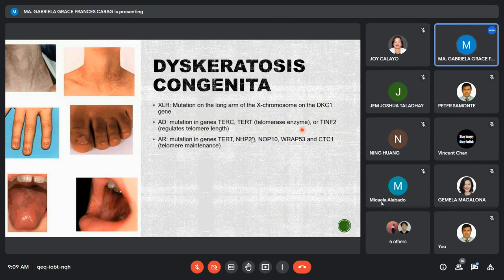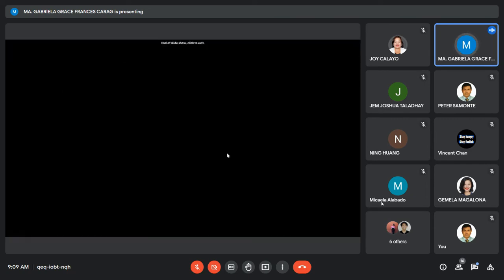TINF2, which regulates telomere length. In addition to the telomere length, usually the normal telomere length is 3 to 18 kilobase. And in autosomal recessive cases, mutation in genes TERT, NHP2, NOP10, RAP53, and CTC1. These genes are responsible for the telomere maintenance. That is all.